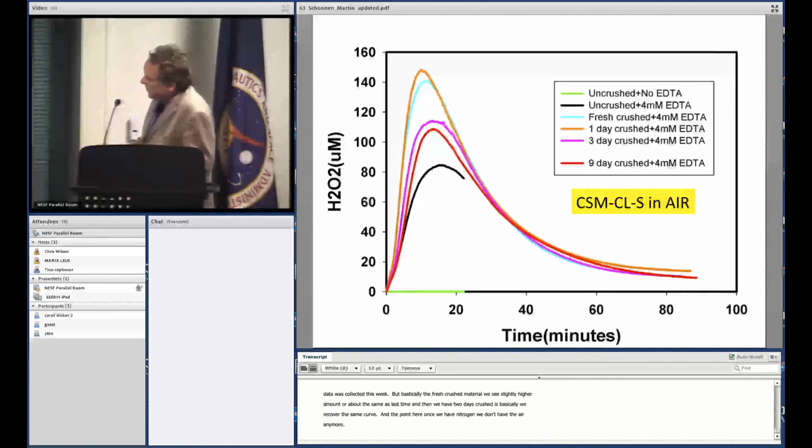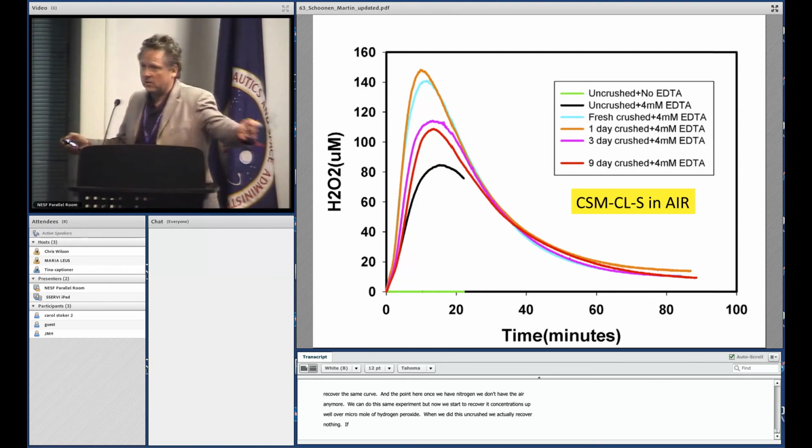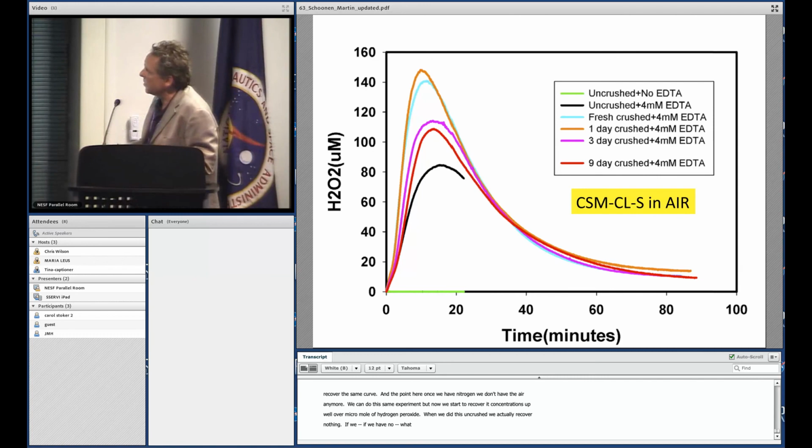Now, to go to another extreme is another simulant that we've received, where we actually can do this same experiment, but now we're starting to recover concentrations well over 100 micromole of hydrogen peroxide. So that's more than a 10-fold increase. And to make a long story short, when we do this uncrushed, we actually recover nothing if we have no EDTA present. What that means is that it immediately reacts to become OH radical, and that's why we can't see the hydrogen peroxide. We start seeing it if we add EDTA, but if we then crush it, we actually get the highest numbers, and it decays over time.